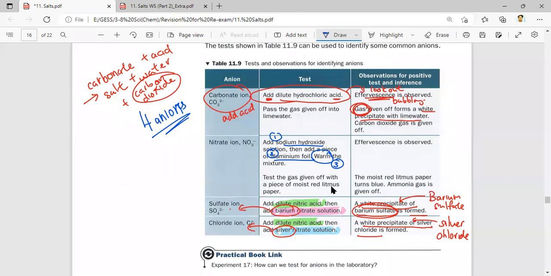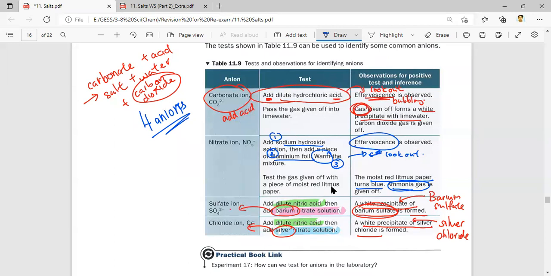After you added these 3 things, what do you want to look out for? You are trying to look out for effervescence once again. Now, effervescence just tells you that gas is produced. But what is the gas I'm trying to look out for? It's different from a carbonate here. The gas I'm trying to look out for is ammonia gas. And how do I test? I use a moist red litmus paper and it must turn blue. So these are my 4 anion tests and the results.